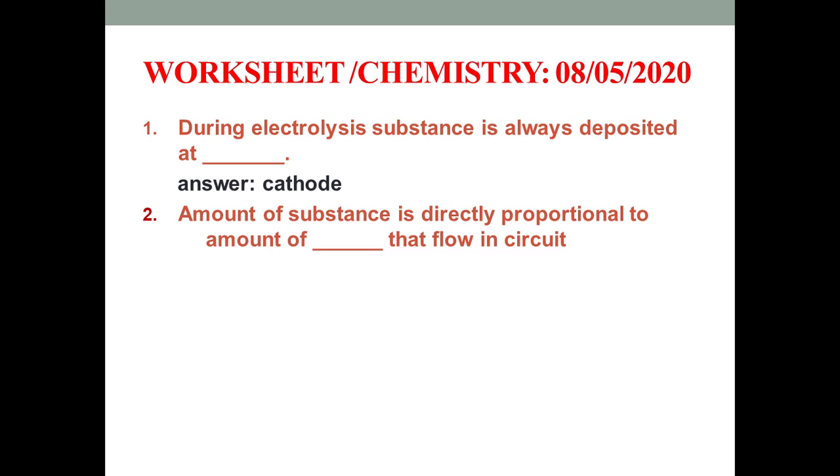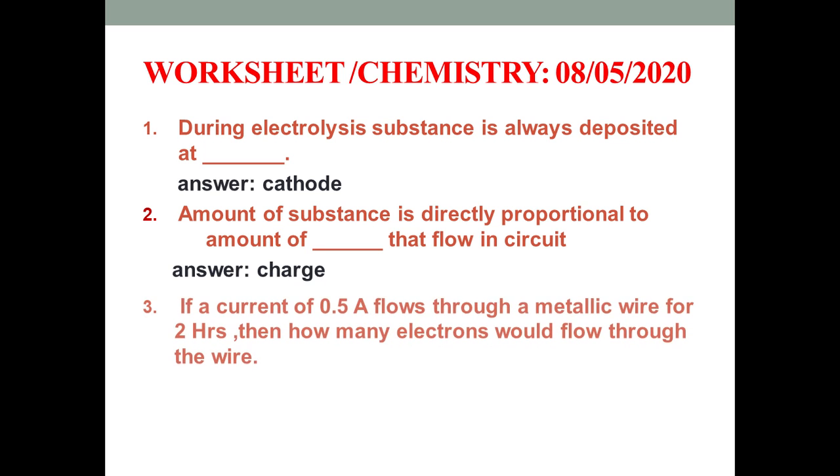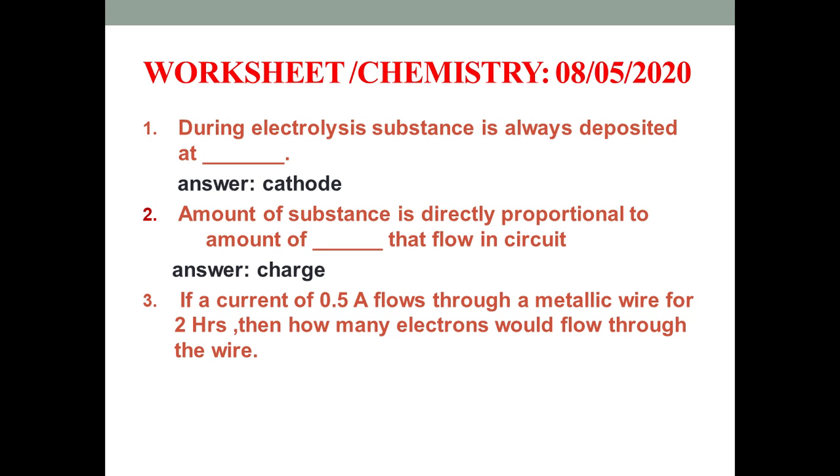Come to the next, question number 2. The amount of substance is directly proportional to the amount of charge that flows inside the circuit. Now question number 3 is from the numerical section. If a current of 0.5 ampere flows through a metallic wire for 2 hours, then how many electrons would flow through the wire? You can easily calculate this using Faraday's first law, by the formula ZIT.